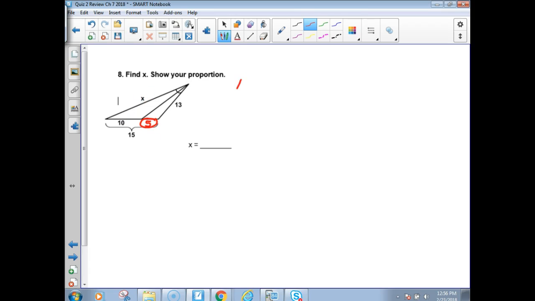X is to 10 as 13 is to 5. It's not the only way you can do it. You can go across as long as you're consistent. X is to 13 as 10 is to 5. You see that you get the same things across from one another. Therefore, our proportion will solve the same, regardless of which one you use.